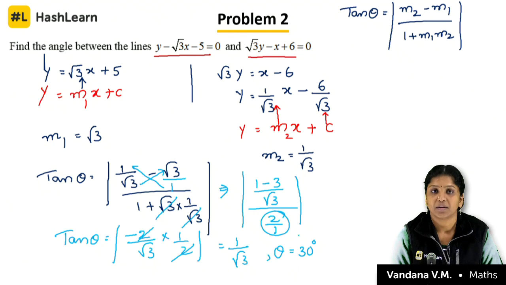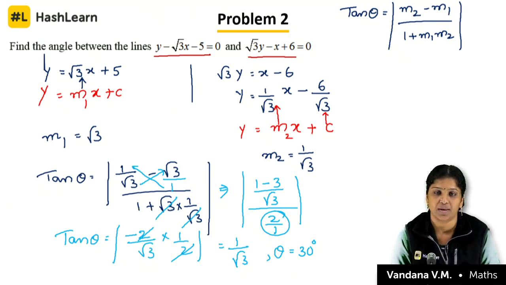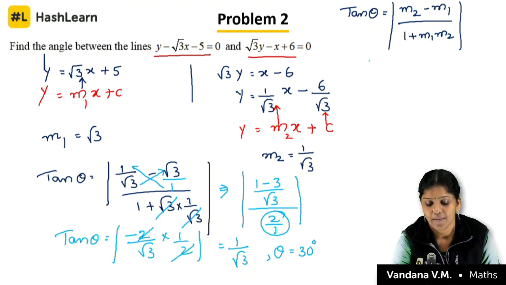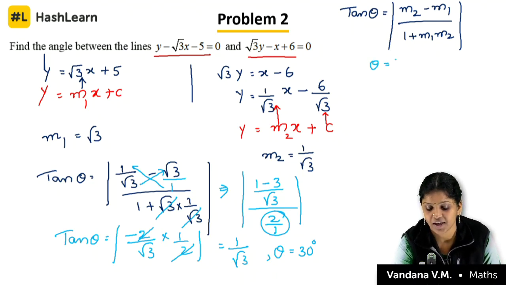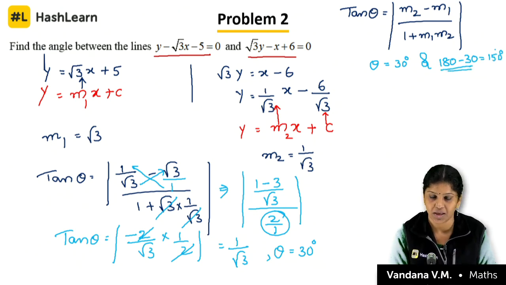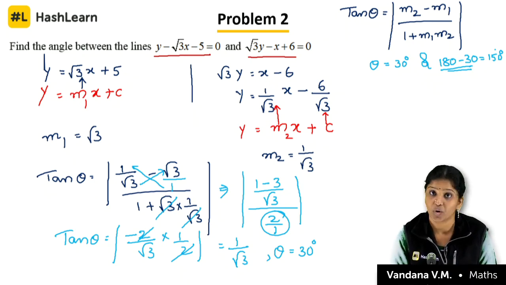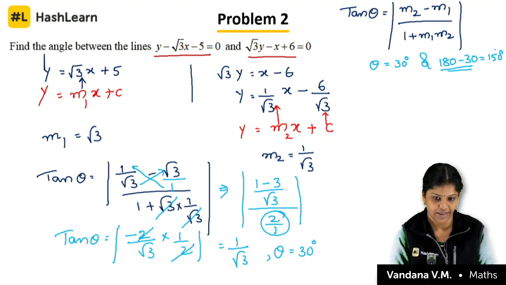Clear? But children, one second, think: if the modulus is not there, it may be plus or minus. So my angle theta may be 30 degrees or 180 minus 30. How much is this? This is 150 degrees. So either the angle is 150 degrees or 30 degrees. Both are the correct answers. Clear children? Yes. Next.